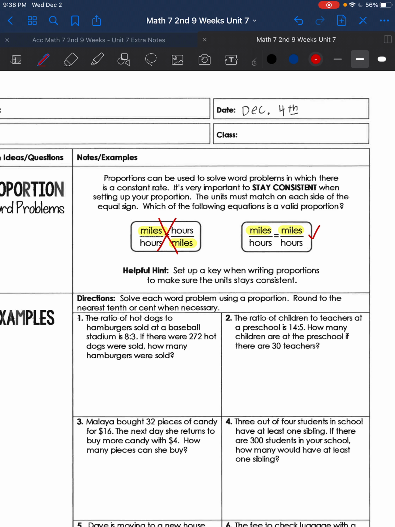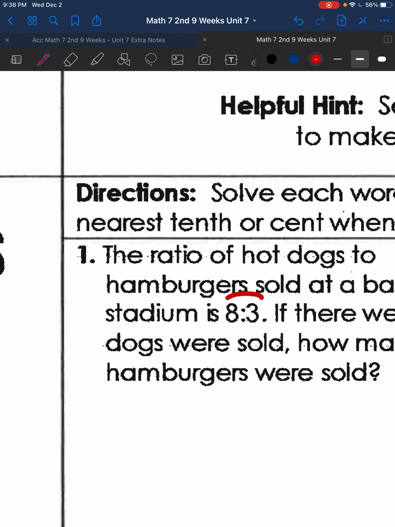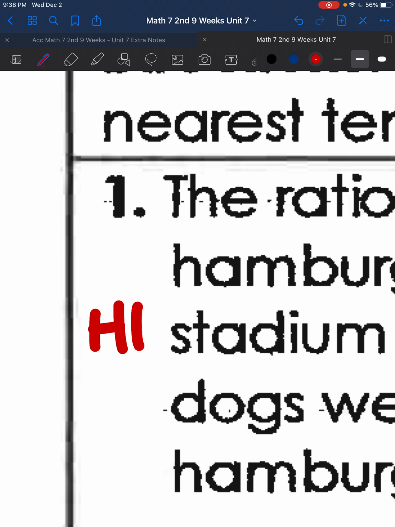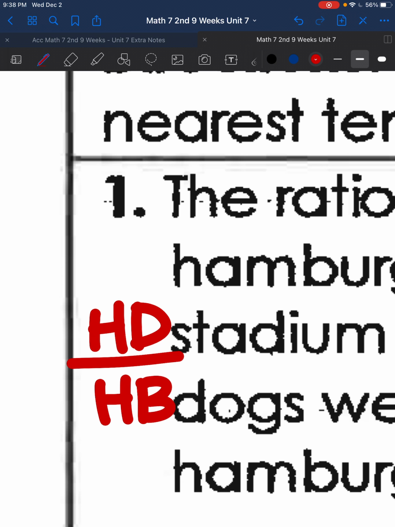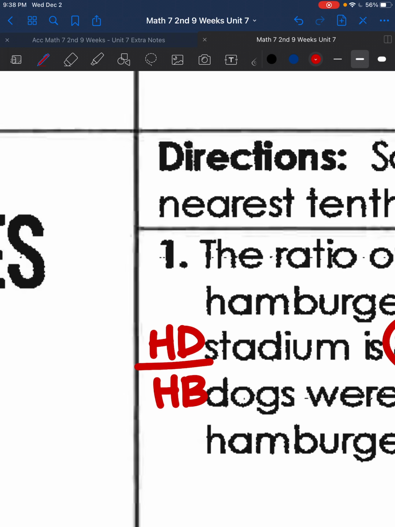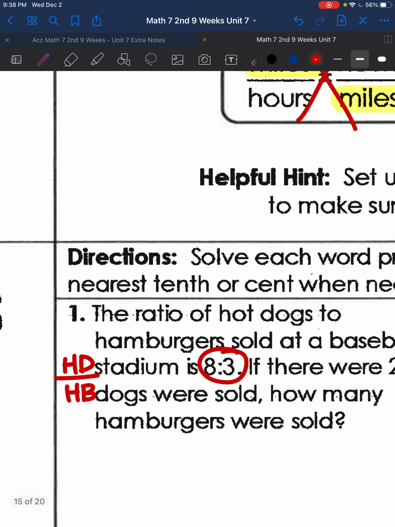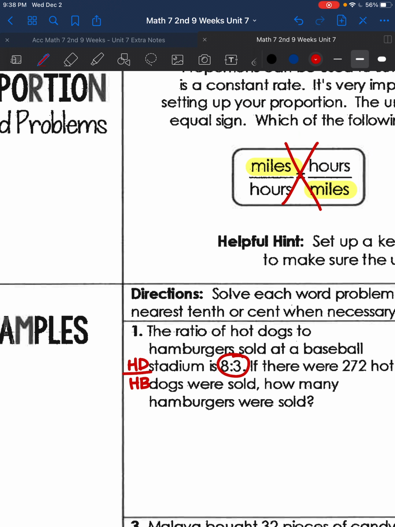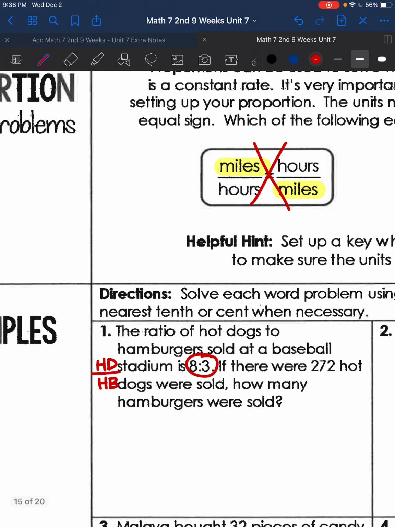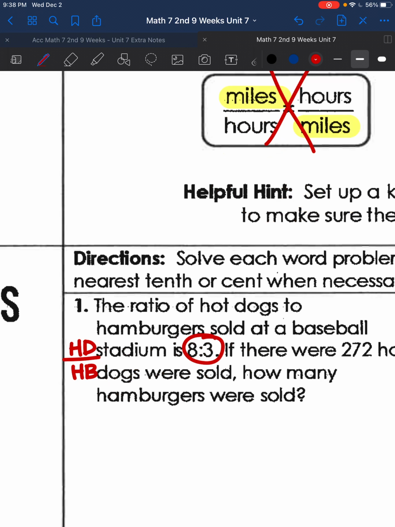Okay, so a helpful hint is to set up a key when writing your proportions to make sure that the units stay consistent. So number one, the ratio of hot dogs to hamburgers sold at a baseball stadium is 8 to 3. So we're going to use that information. And notice it said hot dogs to hamburgers. So my key is going to be hot dogs to hamburgers. Okay? So the ratio of hot dogs to hamburgers is 8 to 3.